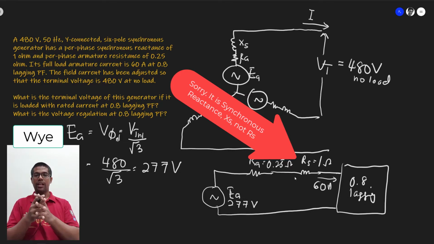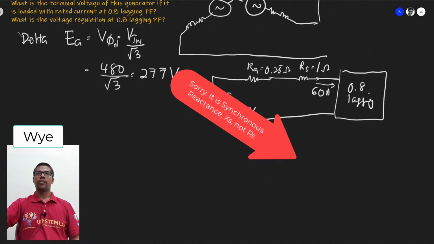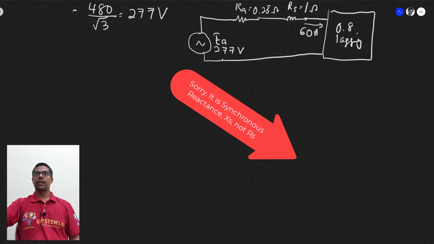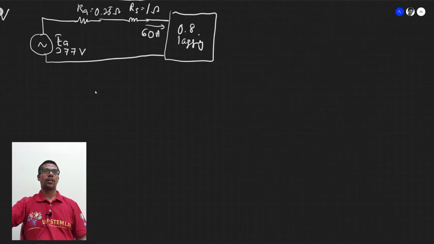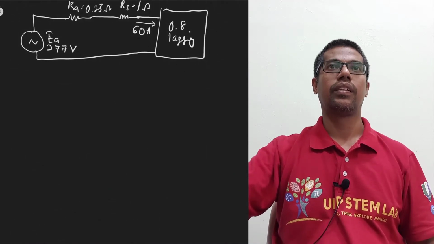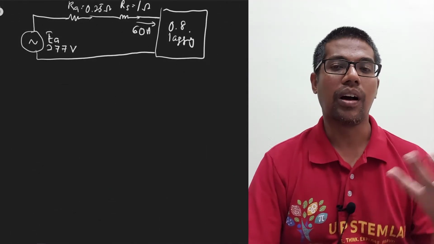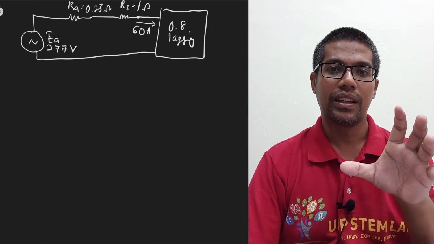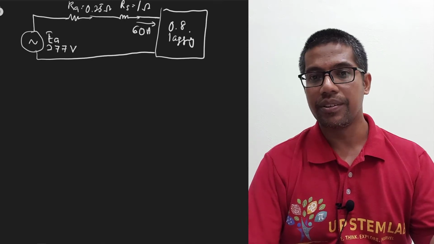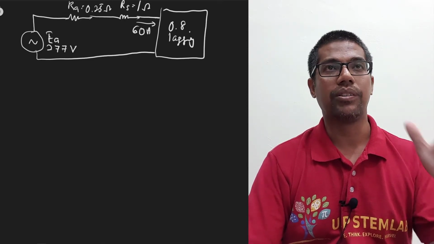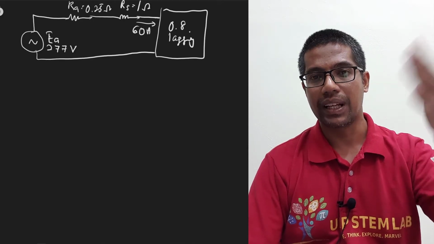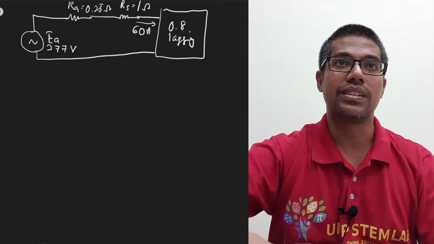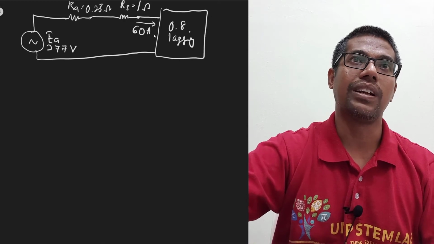Okay, so now we have our per phase equivalent circuit. We can solve this problem. So how do we solve this? Remember my previous video, we have talked about how to solve something like this. What you have now is actually you need to figure out what is the V phase here.